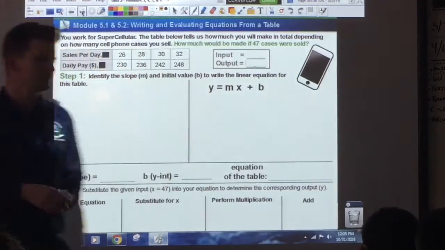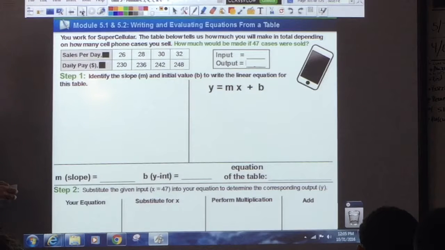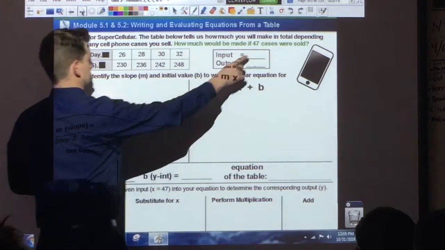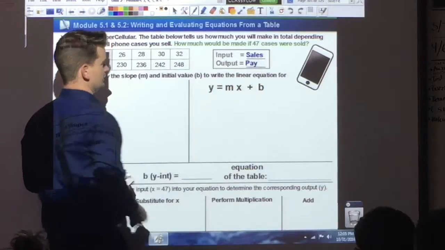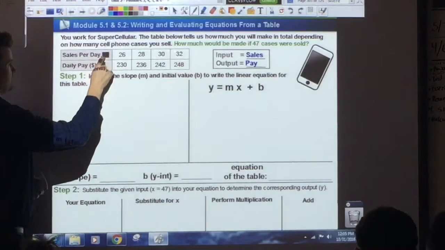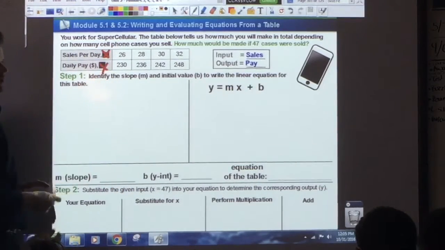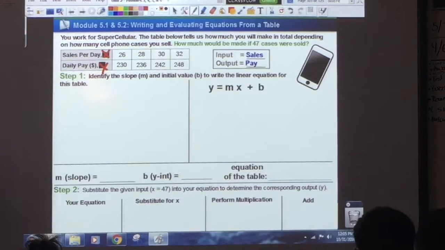Ian, what's my input? What's my output? So the input would be the sales per day, and your output would be the daily pay. Good. So this is my x, that is my y. In case you ever run into a table where they don't give you x and y, you have to remember how to find input and output.